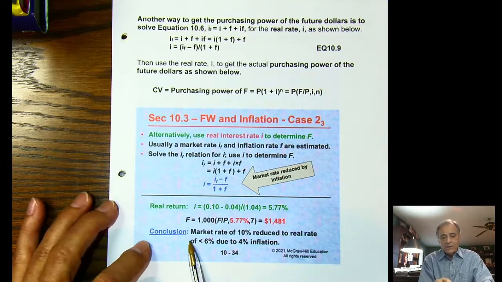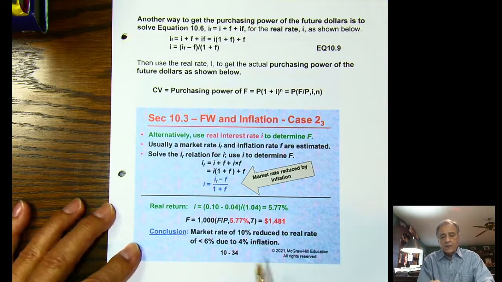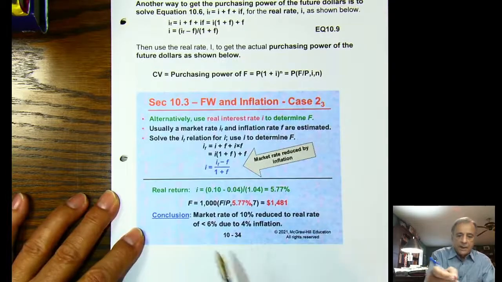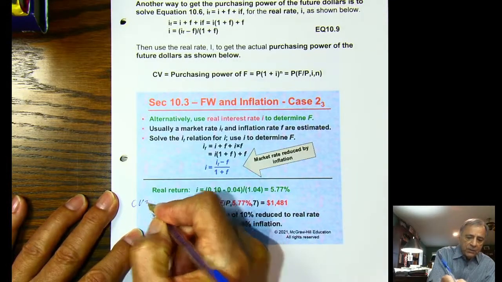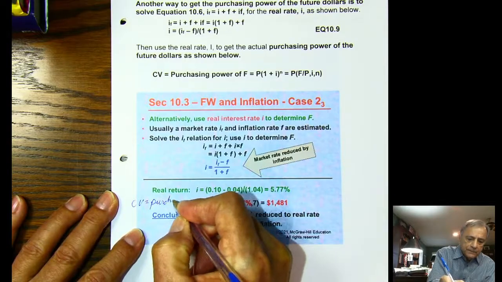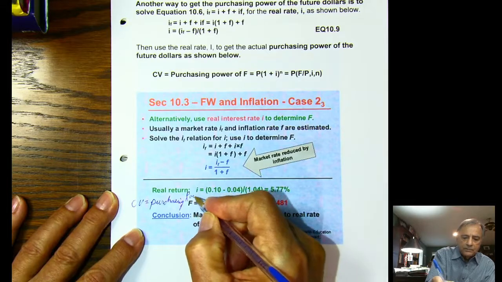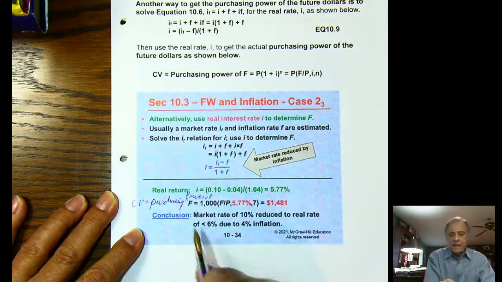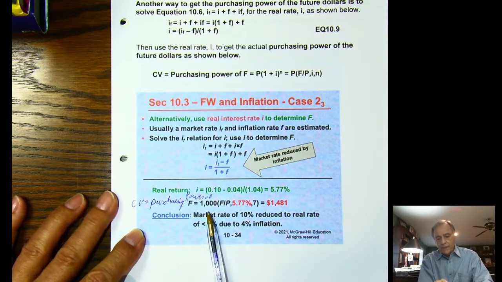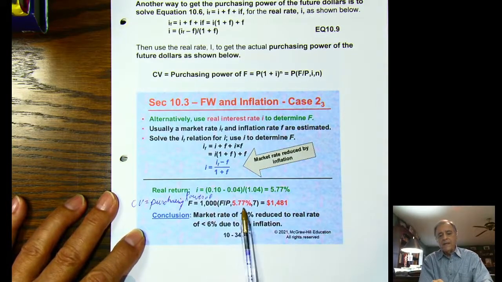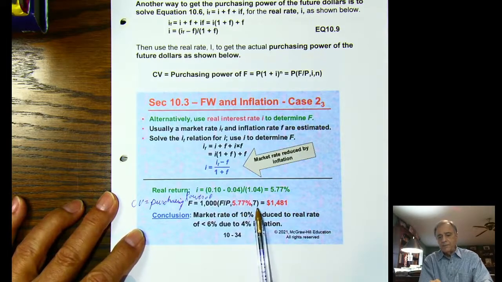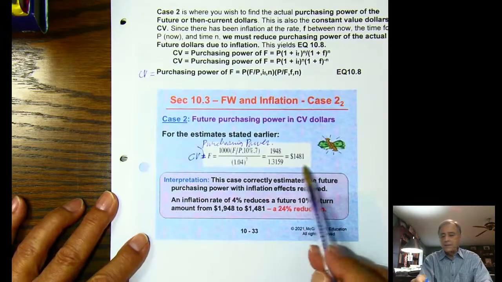And then we have the constant value, or the purchasing power, of F equals 1,000 F given P at rate I for n periods. That's 1488. So it gives us the same value as using the market rate and then deflating it. That's what we did here to get 1488.